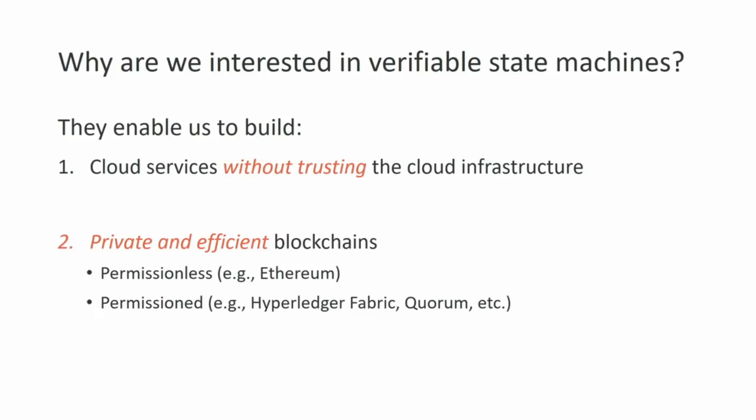At a very high level, we are interested in this primitive, verifiable state machines, for 2 reasons. First, it enables us to build cloud services in which we do not have to trust the cloud infrastructure. Second, it also enables private and efficient blockchains, both in the permissioned membership model and the permissionless membership model. I'll start with the first application scenario.